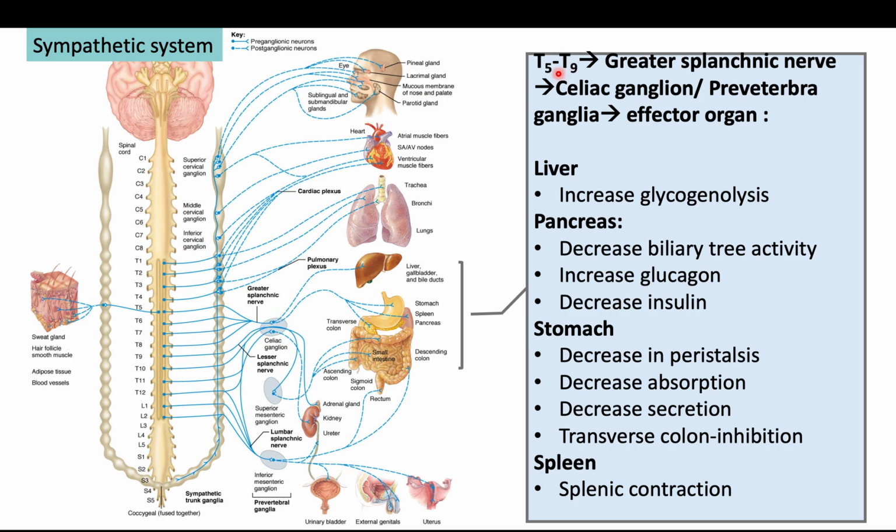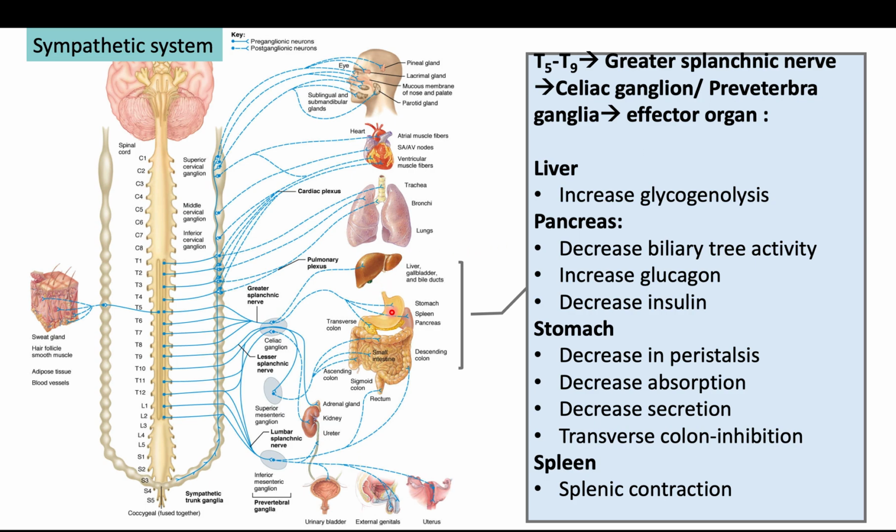Okay, so for T5 and T9, it will go to the greater splenic nerve, and later it will go to the celiac ganglion. The ganglia that they relay from T5 to T9 are basically outside of the sympathetic chain ganglia, and these ganglia are located in the celiac ganglion. So from the celiac ganglion, all the information will innervate the liver, by which it will increase glycogenolysis.